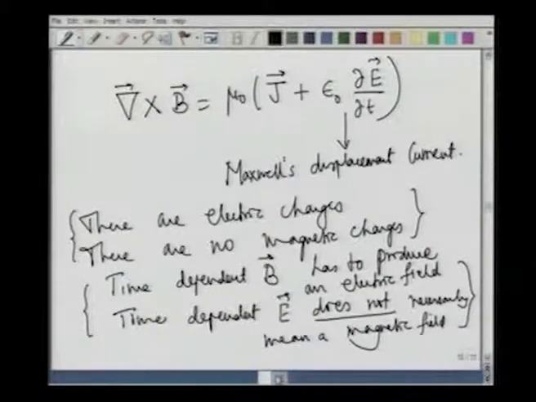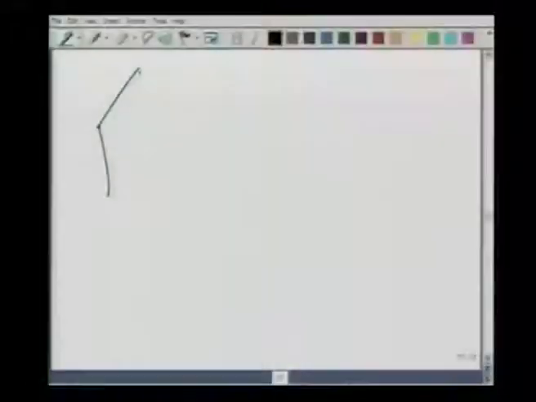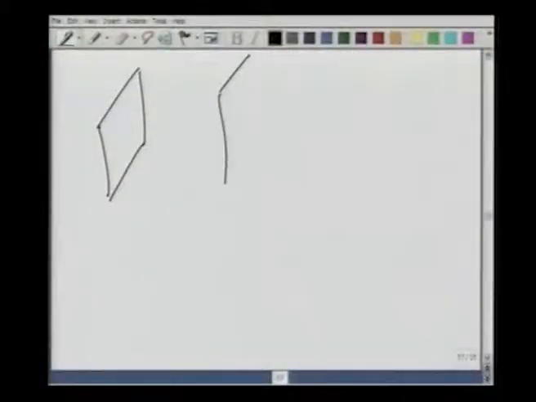Let me illustrate it with the following problem. This is actually a problem which I have worked out in some other context. So what we shall do is to take two plates, infinite plates. This carries a surface charge density sigma. This carries a surface charge density sigma. This is moving with a velocity v along the z direction, along the axis perpendicular to the plane. This is moving with a velocity v in the opposite direction.